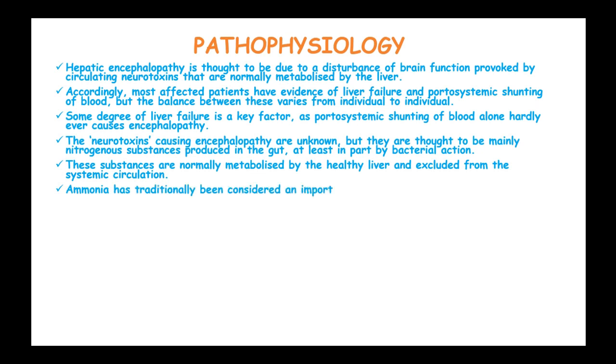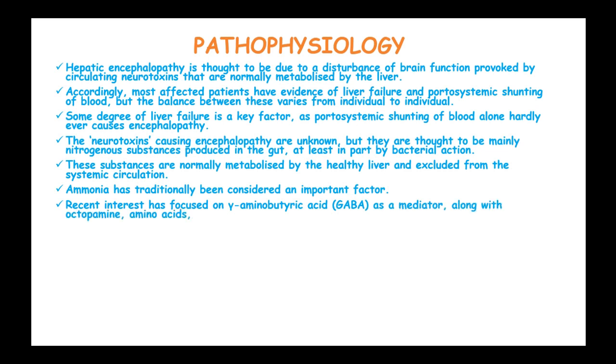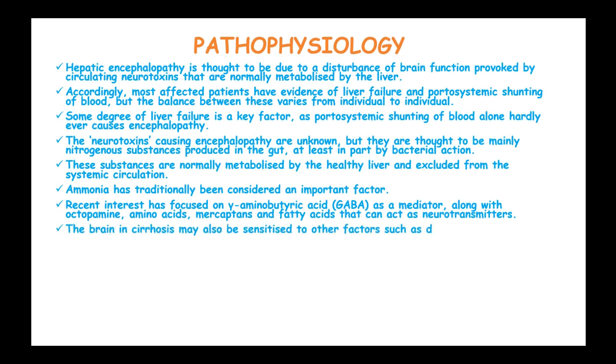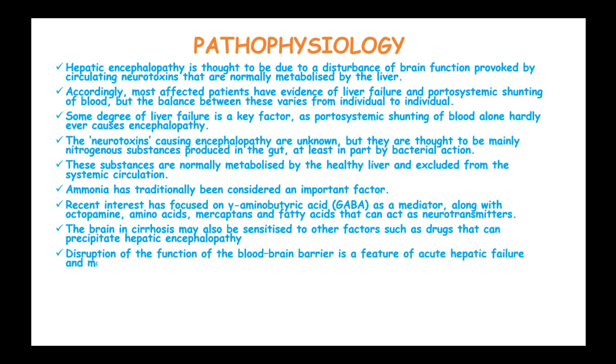Ammonia has traditionally been considered an important factor. Recent interest has focused on gamma-aminobutyric acid as a mediator, along with octopamine, amino acids, mercaptans, and fatty acids, which act as neurotransmitters. The brain in cirrhosis may also be sensitized to other factors such as drugs, which can precipitate hepatic encephalopathy. Disruption of the function of the blood-brain barrier is a feature of acute hepatic failure and may lead to cerebral edema.